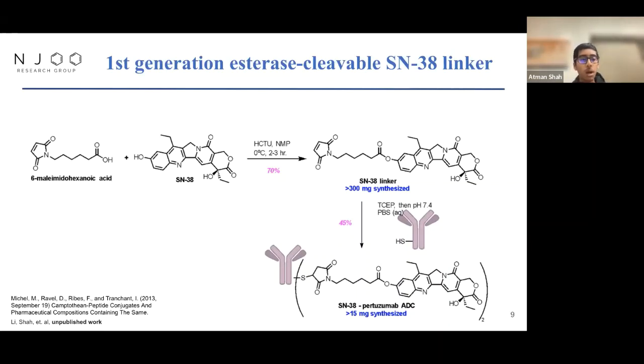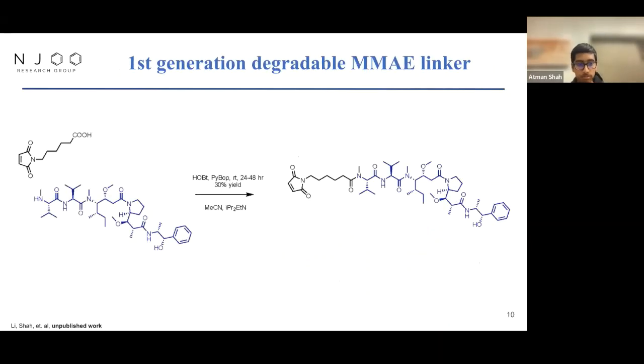And so what we did was we coupled this 6-methyl-hexanoic acid, which has this linker functional group, this maleimide functional group on the left, which is the pentagon shape you can see. And that maleimide functional group has been known to react specifically with sulfide bonds on the antibody, which allows for easy conjugation to the antibody. And so, as you can see, we were able to scale up our first generation SN38 linker to over 300 milligrams, and we conjugated over 15 milligrams to pertuzumab, which is an FDA-approved antibody. And we actually tested that in cells.